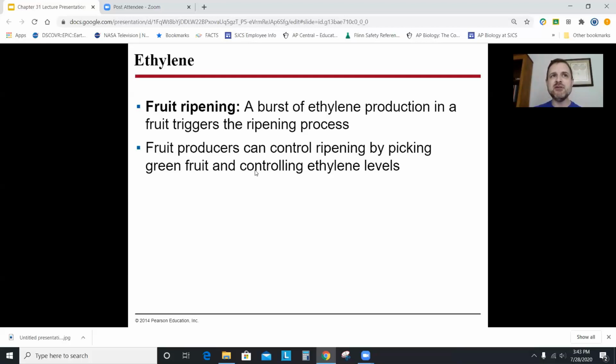So what farmers can do is they can pick fruit before it's totally ripe yet, pick the fruit before you would actually eat it when it's not ripe, and then ship it, control the ethylene levels of the shipment container or wherever it goes to cause the fruit to ripen after it's picked.